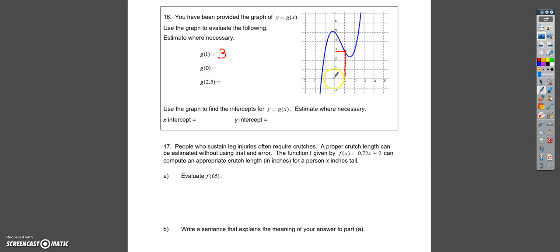G of 0. So when x is 0, what is y? It's right here, so y would be 5. If x is 2.5, what's y? So look through here. It looks to either be at 5 or maybe 5.5.